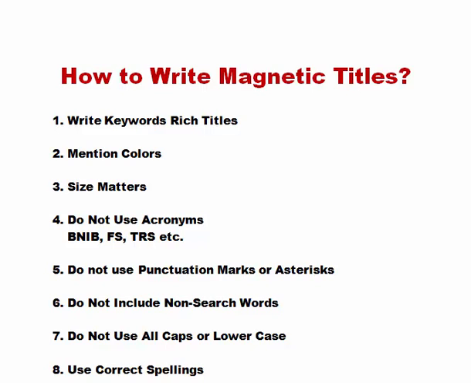Okay, so the first feature of a great title or a magnetic title is to write keywords rich titles. Keywords are the words or phrases users use to look for items in search. It is vital to include as many keywords as possible in the title. For example, if you are selling an iPad leather cover, make sure you include all the three words iPad, leather, and cover. If your item has a brand name, it should also be included along with other keywords.